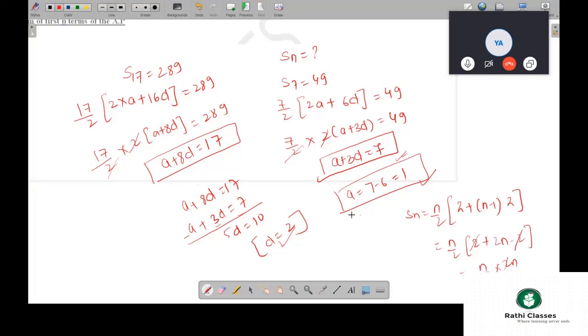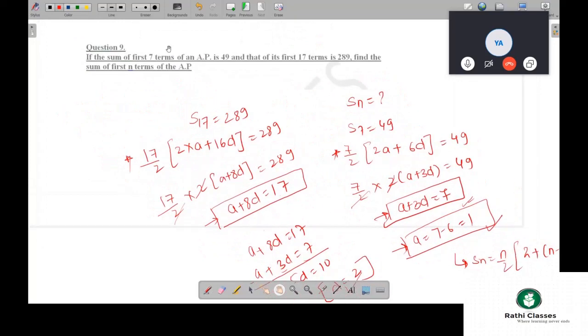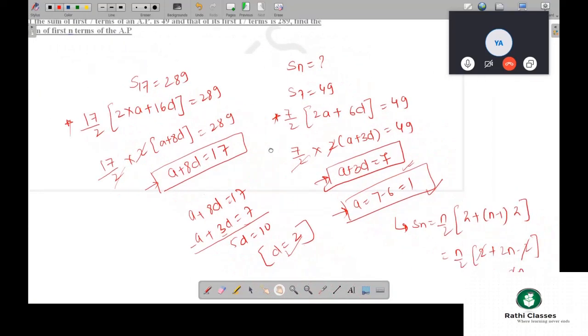So this question is important because first you need to know the formulas of Sn. After that you need to know how to solve the linear equations. After solving the linear equations, again we need to put in the formula and simplify to get the final result. So you can mark this question as important. If you want, you can note it down.